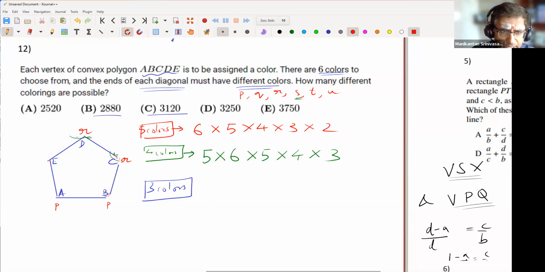But E will definitely need another color because E is going to have a diagonal both from P as well as from C. So it can neither be P nor be R. It has to be another color like T or something.